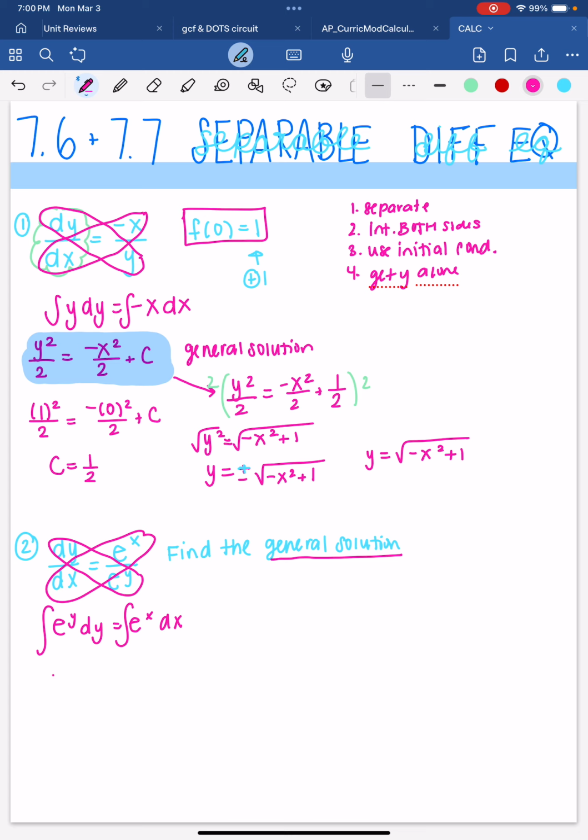Integrate both sides. Integral of e to the y is e to the y. Integral of e to the x is e to the x plus c. And then this would be the general solution. Okay. If I wanted us to have initial conditions, then we can go ahead and find the particular solution.